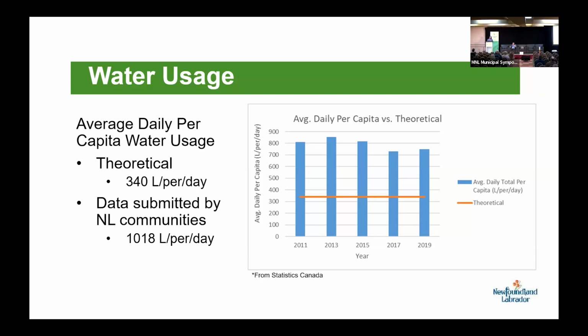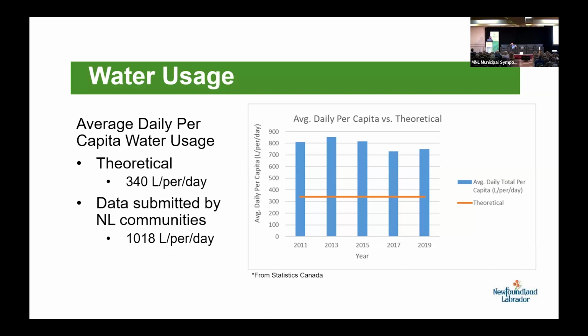Even the numbers there from Statistics Canada show between 700 to 800 liters per person per day. In data that has been provided by communities directly to the department, we're actually seeing higher rates of usage, even above 1,000 liters per person per day. So that's a lot of water. That may not be people using the water. It could be water that's leaking out of our aging water systems into the ground.